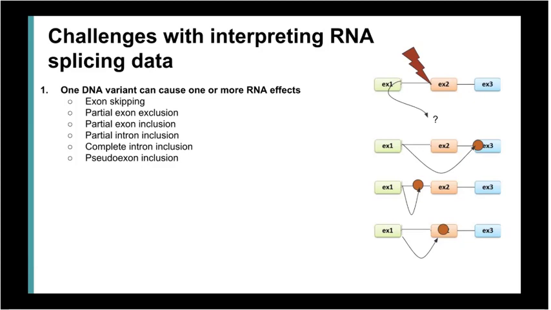So it's not the case that when we see a shift in RNA splicing data that it's always exclusively from one species to a different species. You can get many species that emerge.